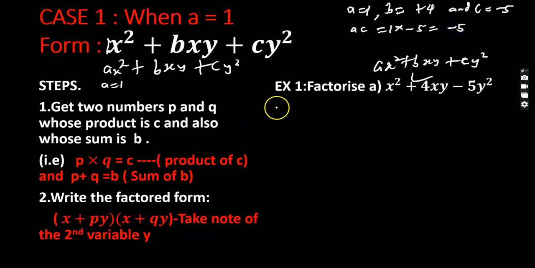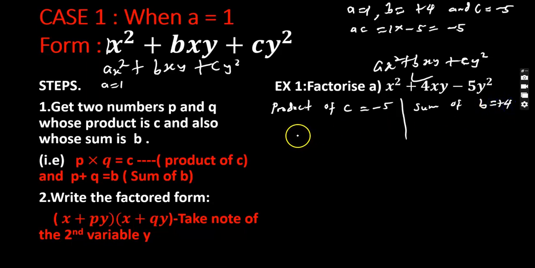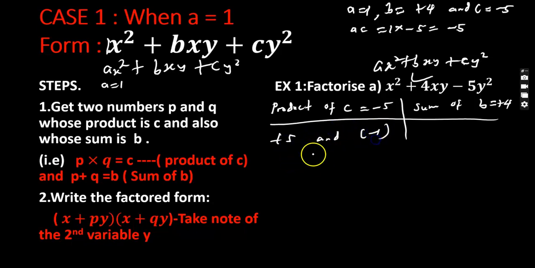So we are going to look for the product of c, which in this case is minus 5, and look for the sum of b, which is plus 4. So you think of two numbers that when you multiply them together, you get minus 5, and when you add them together, you get plus 4. Such numbers are plus 5 and minus 1. Let's check it.